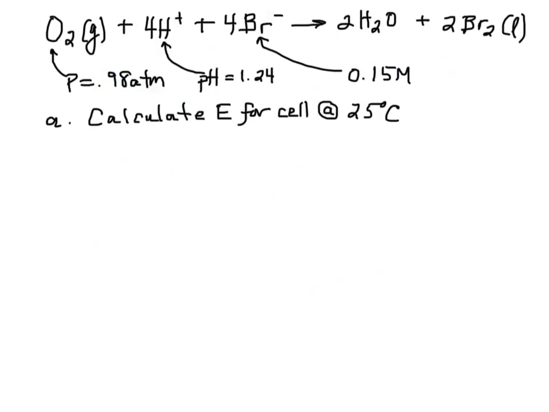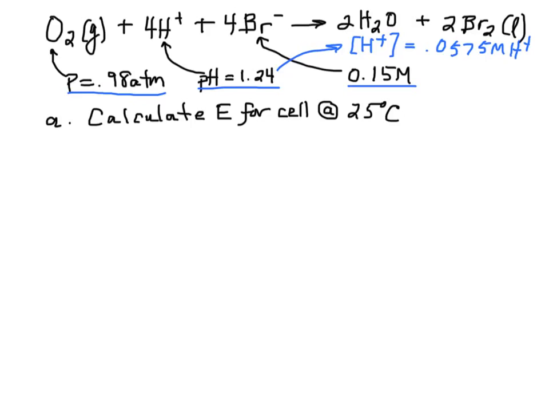So let's try a problem. Let's say we have a voltaic cell in which this reaction occurs: O2 plus 4H+ plus 4Br- gives 2 waters and 2Br2. The pressure of the O2 is 0.98 atmospheres. The pH of the solution is 1.24, and your concentration of Br- is 0.15. Let's change this right now to concentration of H+, 10 to the negative 1.24, so that would be 0.0575 molar H+.